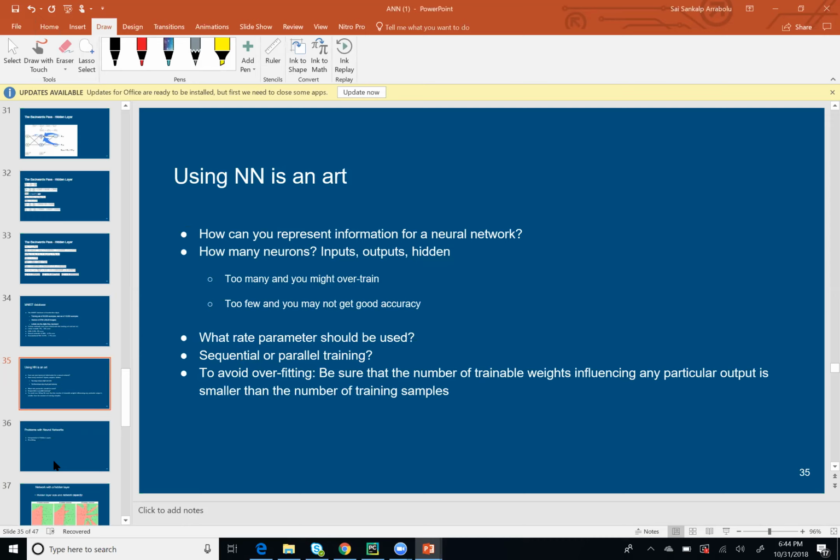The reason being, how many input layers do we use? How many output layers? What is the activation function? What is the training rate? How do you not overfit the data? So these are the things which you need to answer before you actually create a neural network, right?